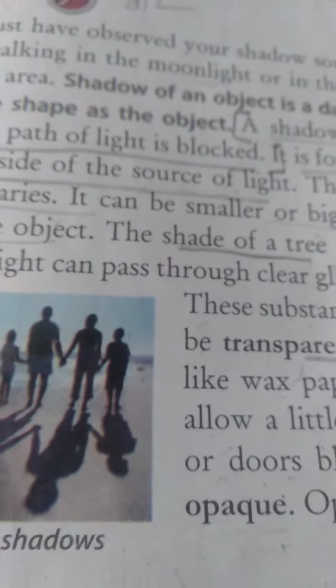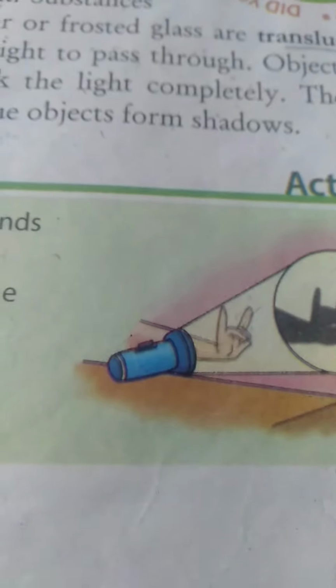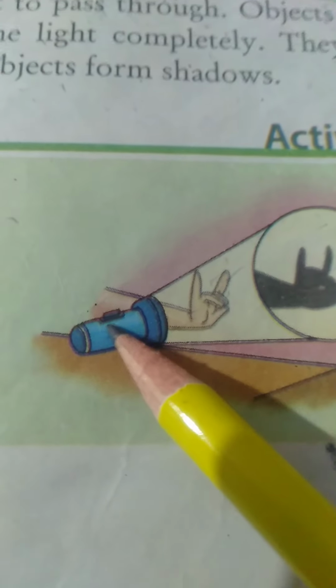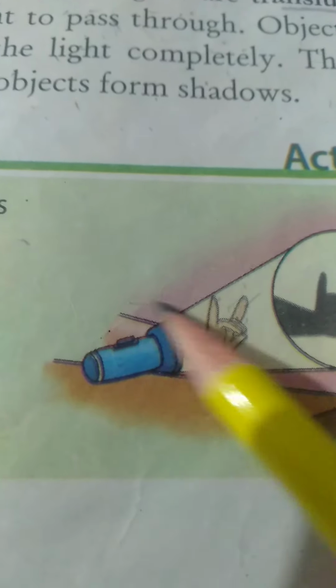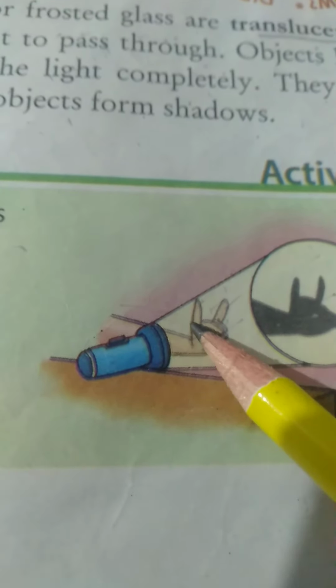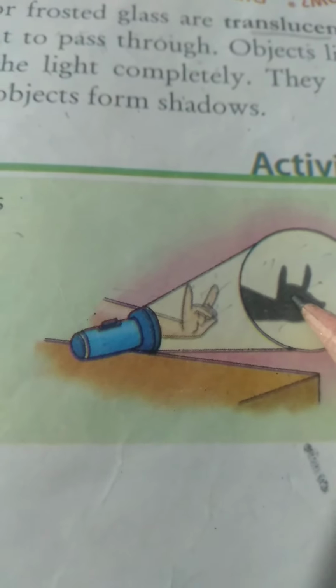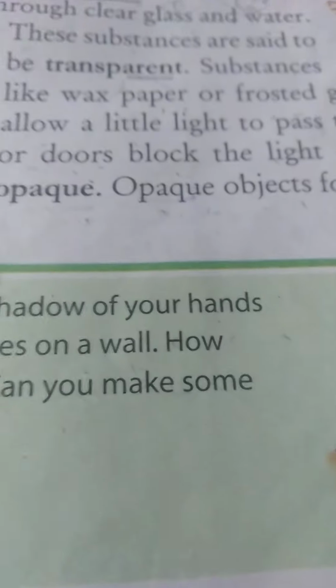So please children, once again I am telling you, this lesson we have completed now. You can see this activity: placing the torch on the table, and in front of it you show your fingers, any finger shapes. If you make them, you can see the shadow on the opposite wall. Look here, any animals or anything, you can enjoy the shadow. Okay, it's a shadow game, you can enjoy it in a dark room. So this is also one type of activity.